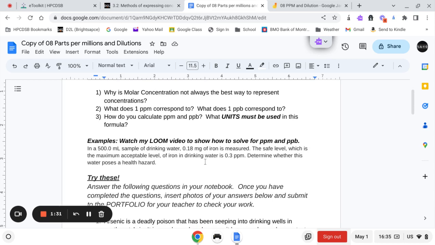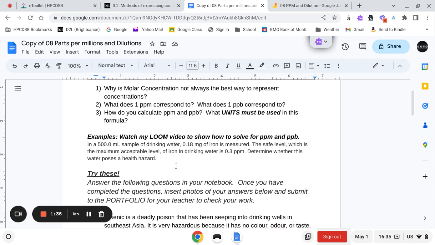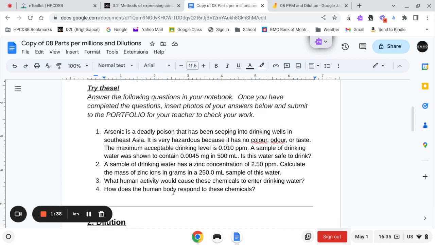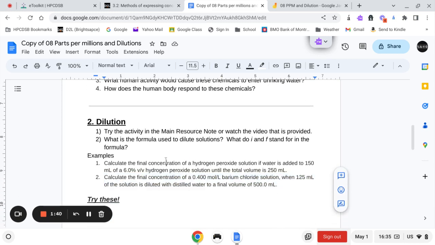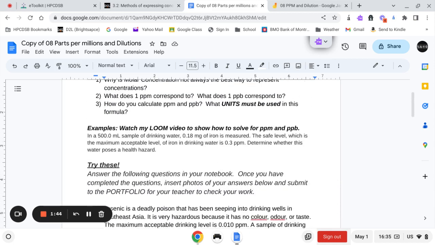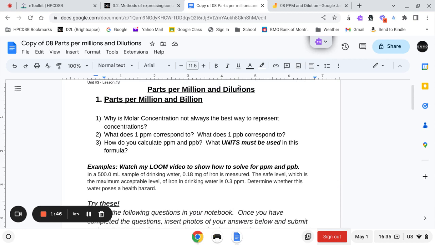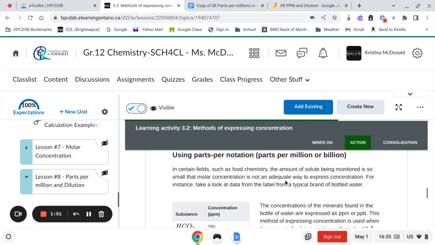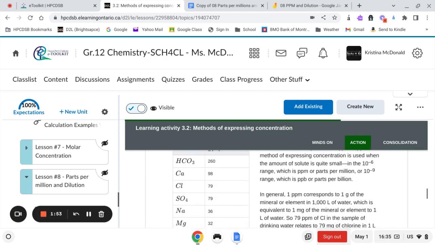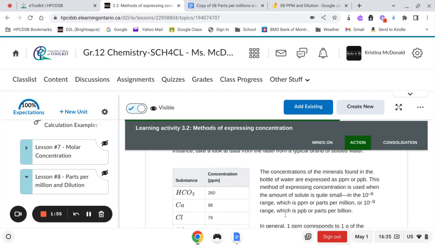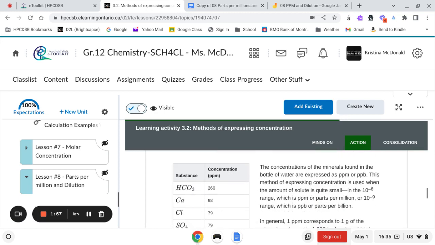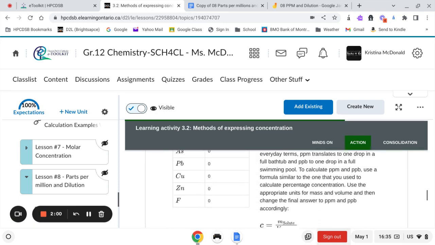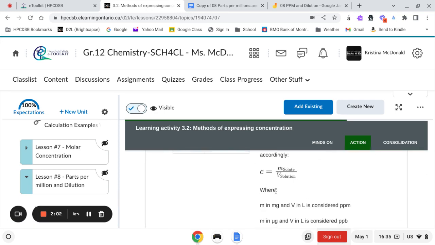So there are 3 examples I'm going to take you through. The first one is on parts per million, and then down below there are 2 more examples on dilution. So I'm going to take you through each of these. If we go back to the main resource note here, you'll find where lesson 7 begins. And then as we scroll down, you're going to answer some questions on why we are using parts per million or parts per billion. And then here is the formula for it.